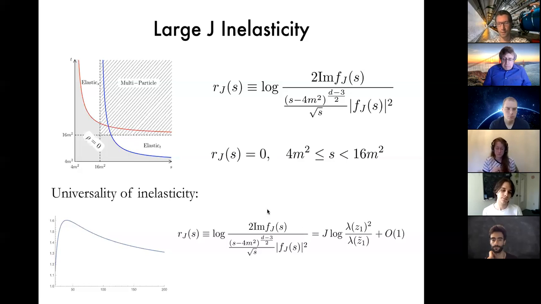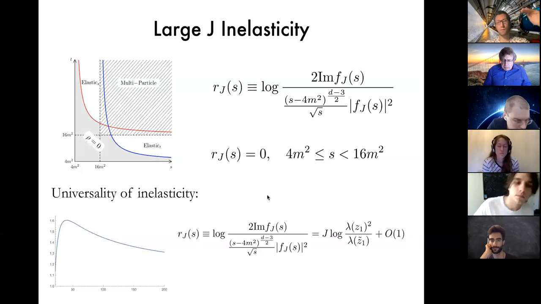Now, using this threshold expansion, you can find this R in some region in the inelasticity region, and you find that it has a universal form. It's linear in J, so scattering becomes very inelastic there, and its leading form is completely universal. So this ratio of lambdas is a known function. It's plotted here. In particular, it takes a maximum at s equal to 40m squared, and it's roughly equal to 1.6. That just follows from the consistency, and there are some corrections.